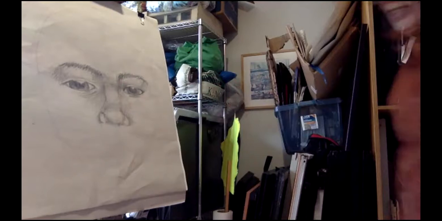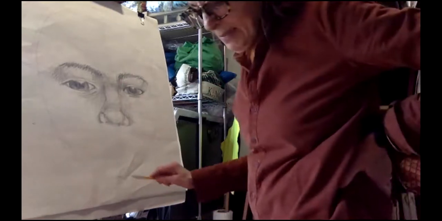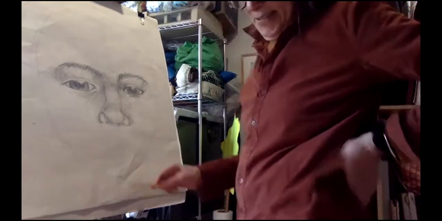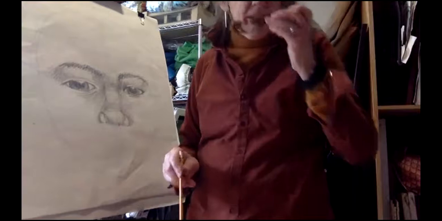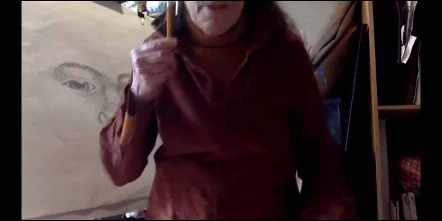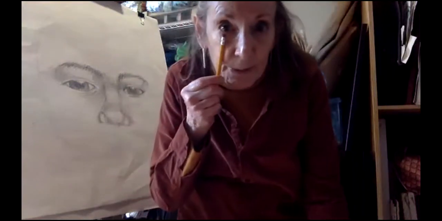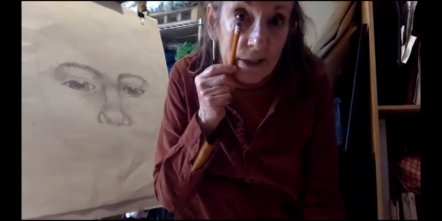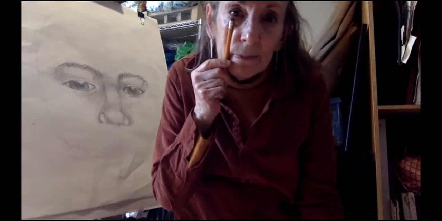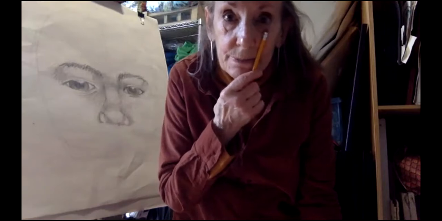I'm gonna jump down to his lips. Now, the rule about lips, the length of the lips: if you drop the pencil from the middle of the eye straight down, that's where the outer edge of the lip is. And it's true on both sides. So I'm gonna do that on my drawing.